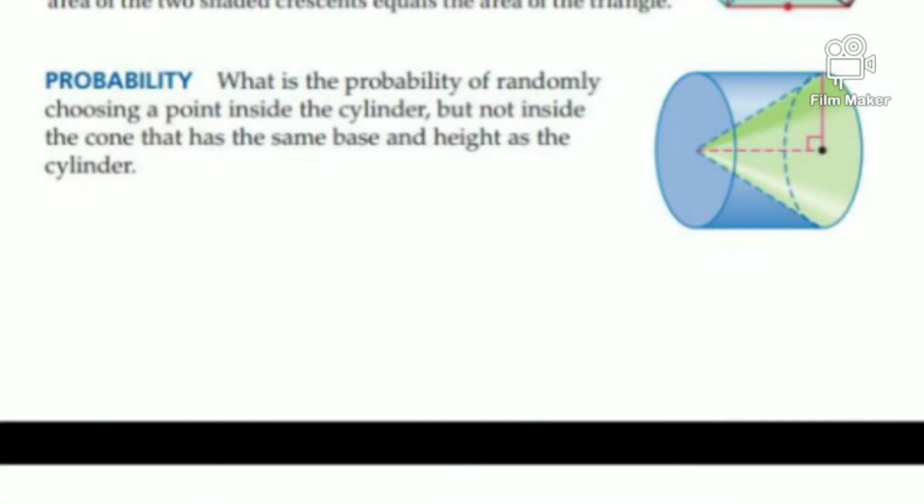Today, we'll be solving a problem about probability. What is the probability of randomly choosing a point inside the cylinder, but not inside the cone that has the same base and height as the cylinder? So, as Sachi read, the problem is about probability.